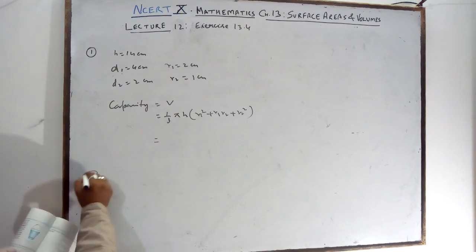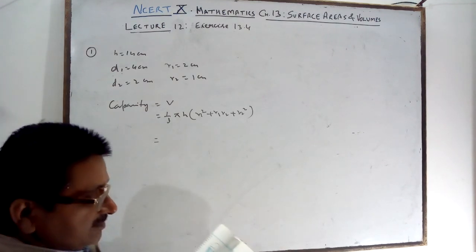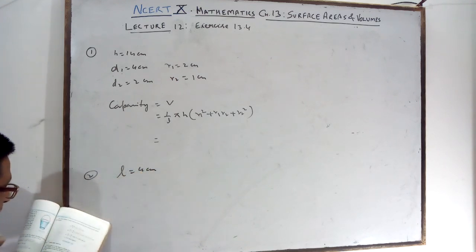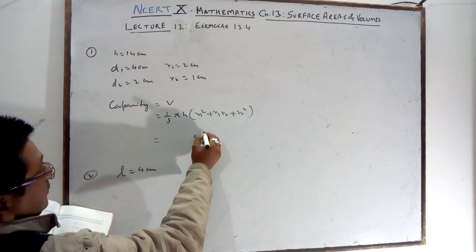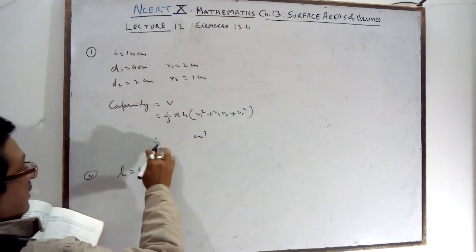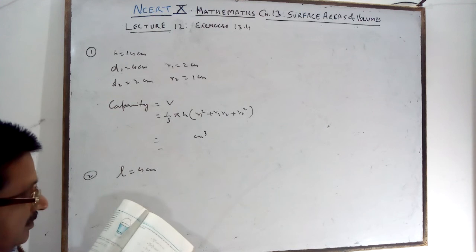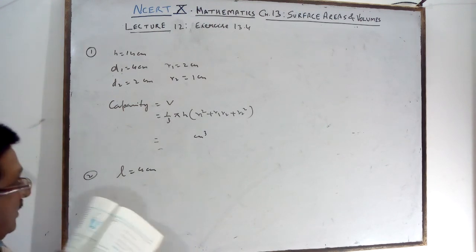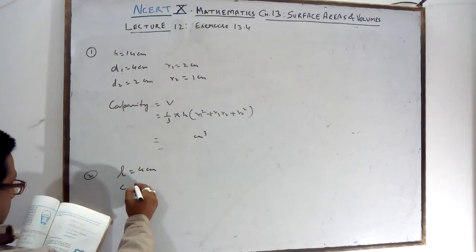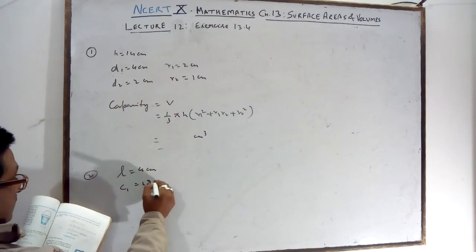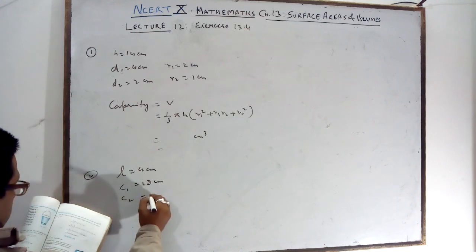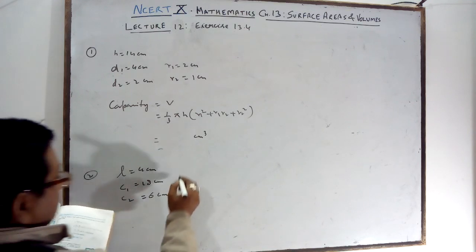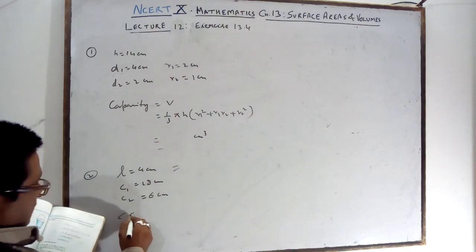Question number 2. The slant height of a frustum of a cone is 4 centimeter. It is in centimeter cube you will get; you can write ml or keep it as it is. And the perimeter of its circular ends, meaning C1, circumference it is called, is 18 centimeter and C2 is equal to 6 centimeter. Find the CSA of the frustum.